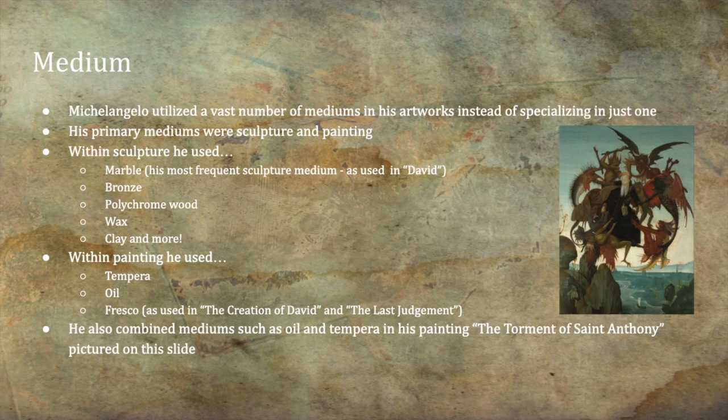Michelangelo utilized a vast number of mediums in his artworks instead of specializing in just one, as many artists do. His primary mediums were sculpture and painting. Within sculpture, he used marble, which was his most frequent sculpture medium, as used in David, bronze, polychrome wood, wax, clay, and more. Within painting, he used tempera, oil, and fresco, which was his most frequently used, and used in the creation of David and the Last Judgment.